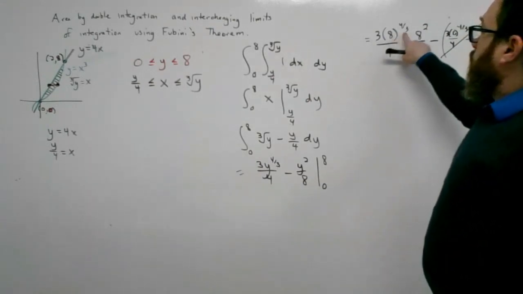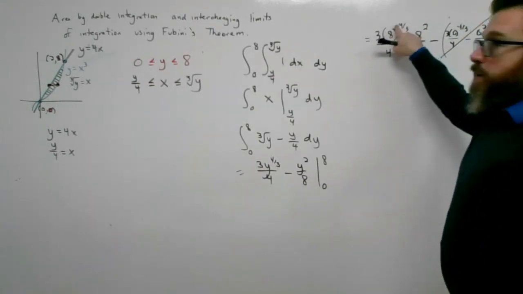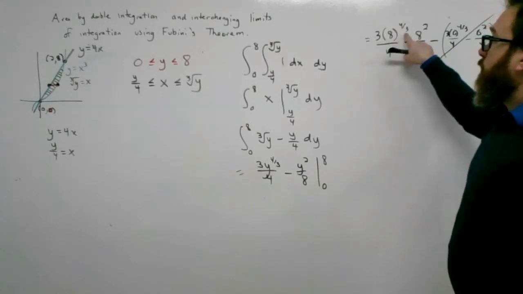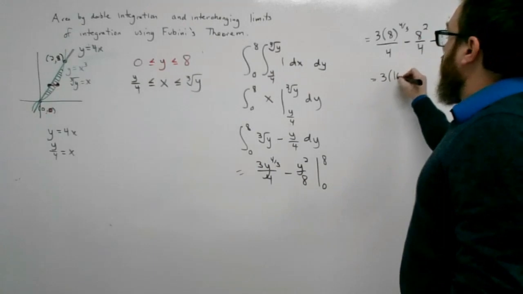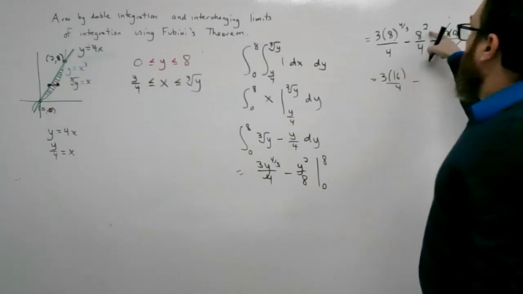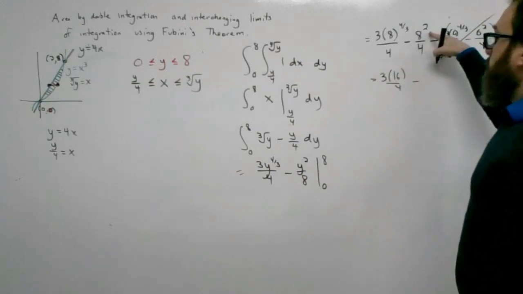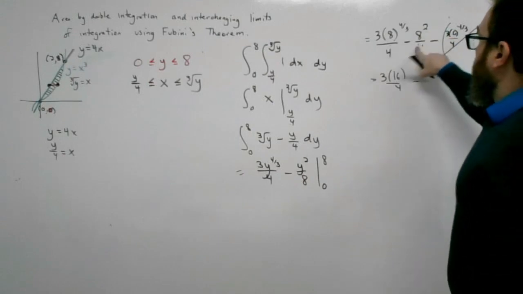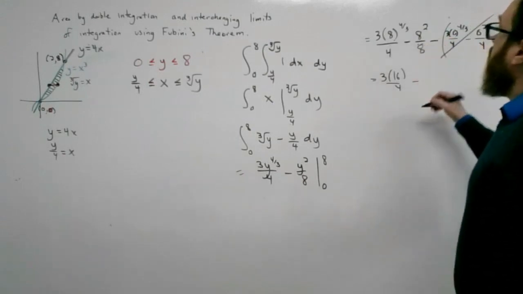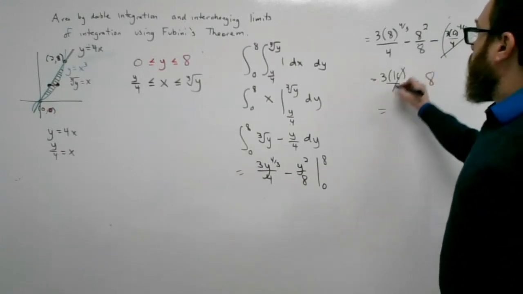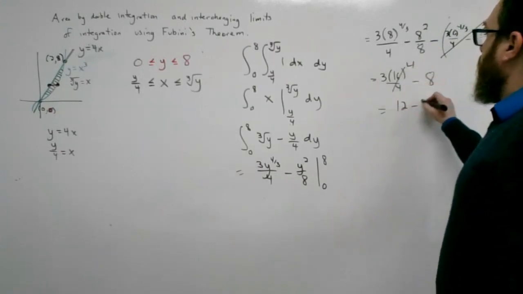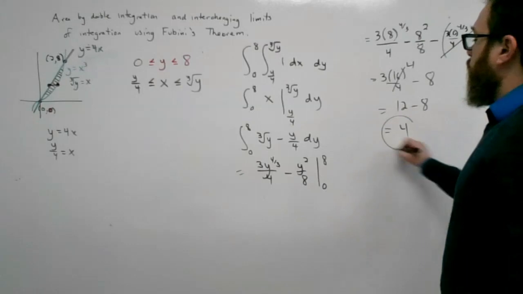So what I'll do is the cube root of 8 first, and the 4th power second. The cube root of 8 is going to be 2, and then 2 to the 4th is going to be 16. So 3 times 16 all over 4 minus, this should be an 8, 8 squared over 8. So this is going to become 8. So this will cancel the 4. So we have 12 minus 8, which will also be equal to 4.